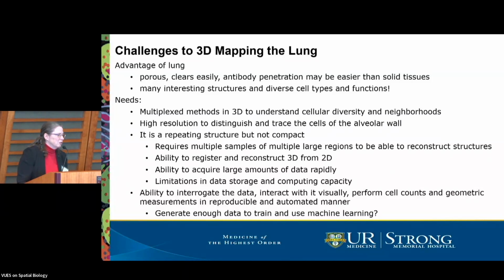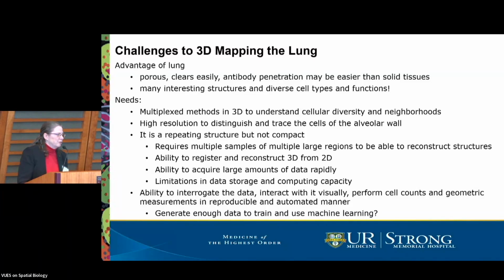It is a repeating structure, but it's not compact. You can freeze the lung and it will collapse all down together, which is great because you don't have to image all that airspace, but it's terrible morphology. And so to try to, again, sort those cells one from another becomes very difficult. So we actually inflation fix our FFPE, which is why our histology looks a little, to my eye, better than much of the lung you see. But it requires multiple samples of multiple large regions to be able to reconstruct these structures.